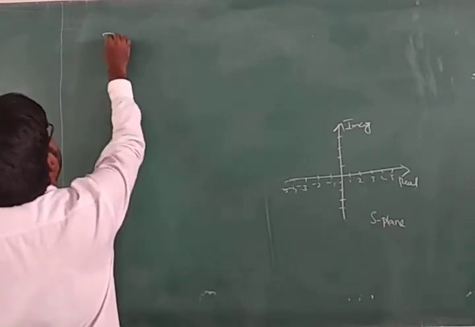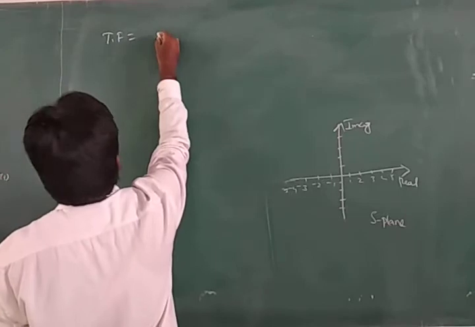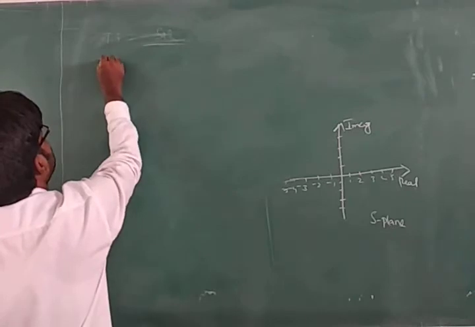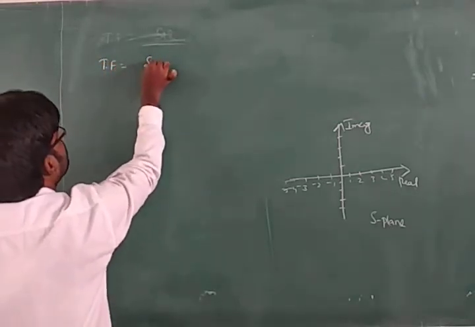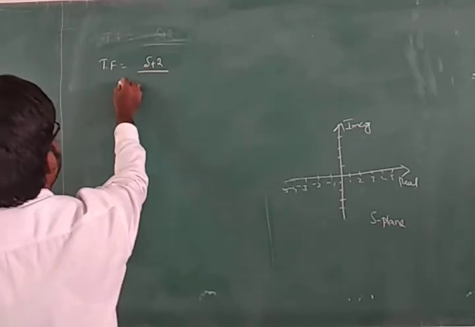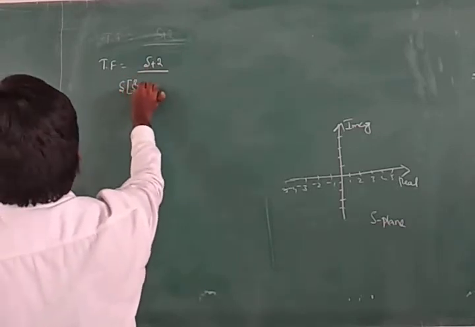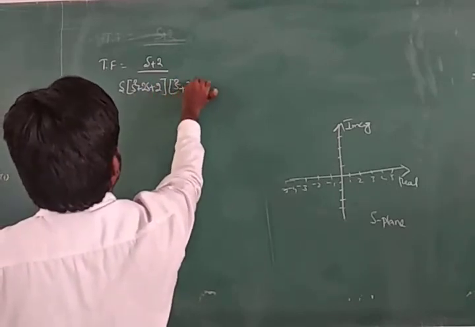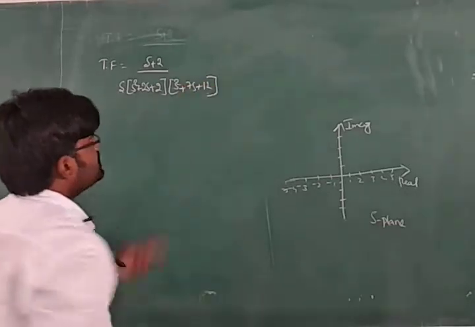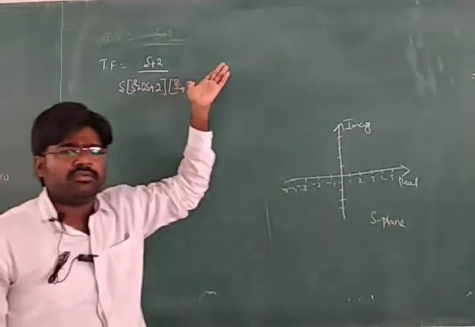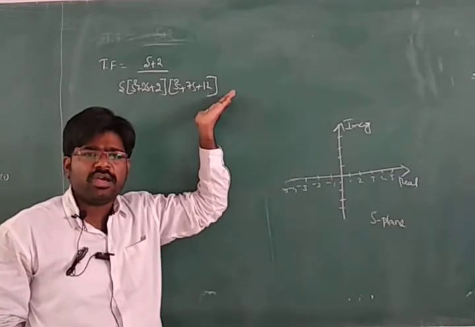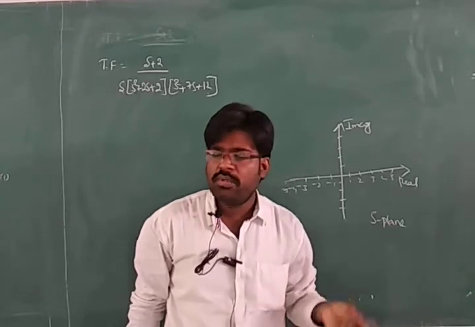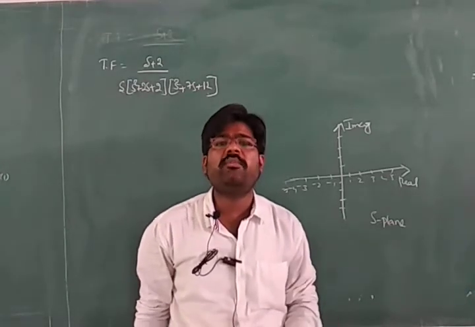The transfer function is equal to s plus 2 divided by s into s square plus 2s plus 2 into s square plus 7s plus 12. So this is the given transfer function, and we need to draw the S-plane of it. To draw the S-plane, we should know the poles and zeros of the given transfer function. Then only we are able to draw the S-plane.